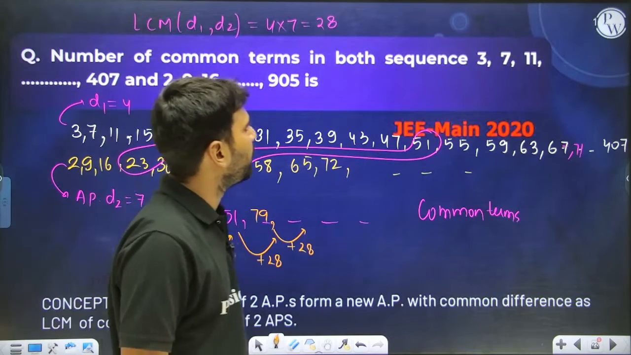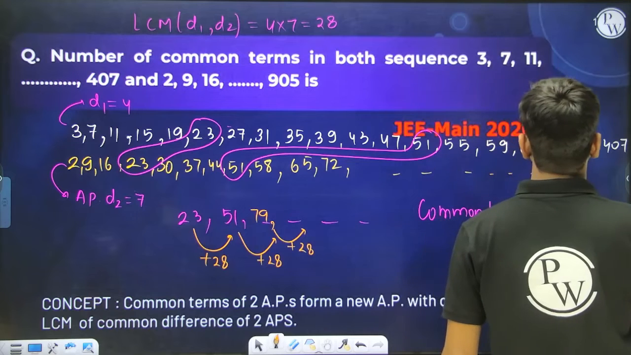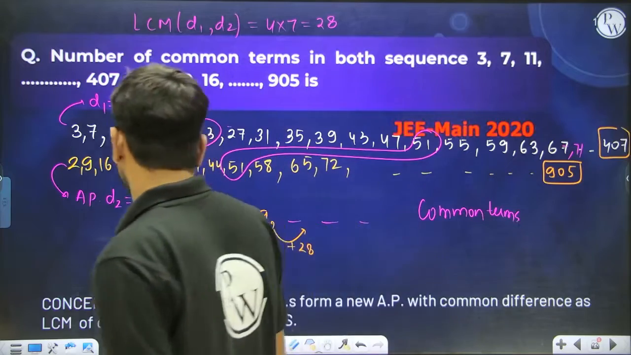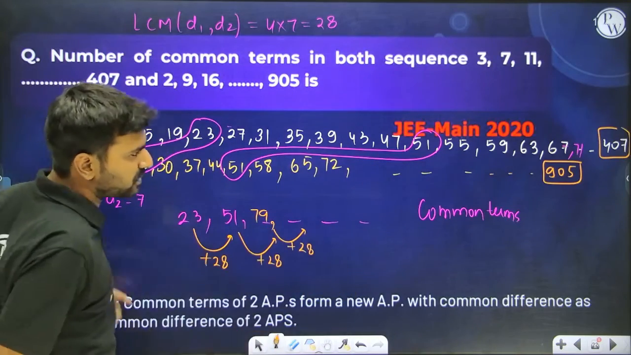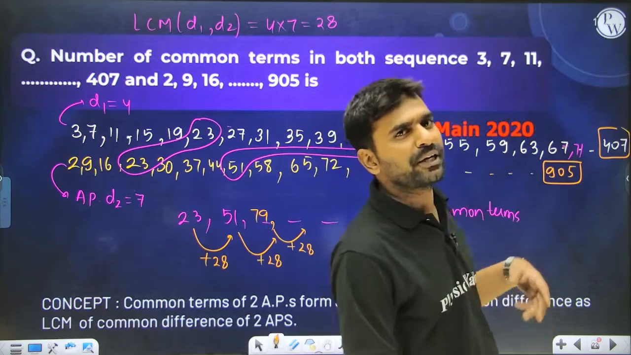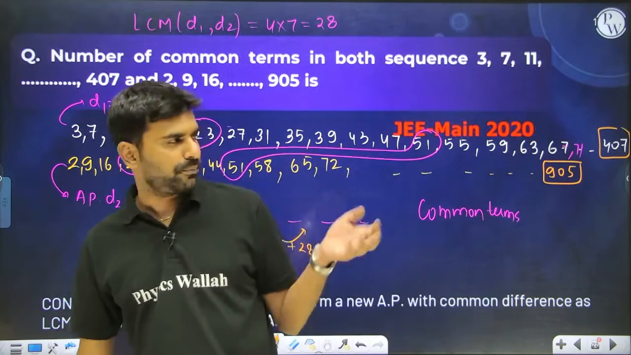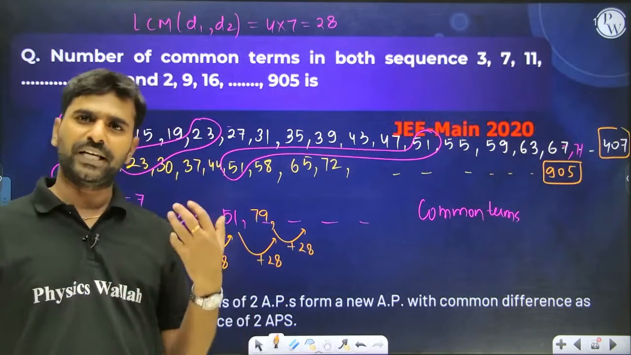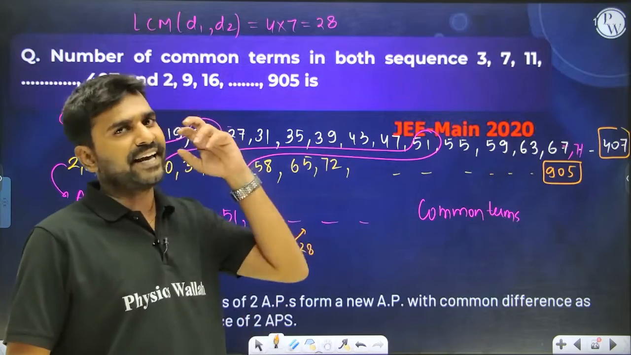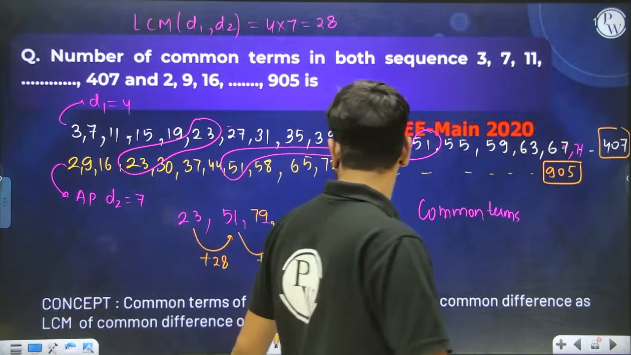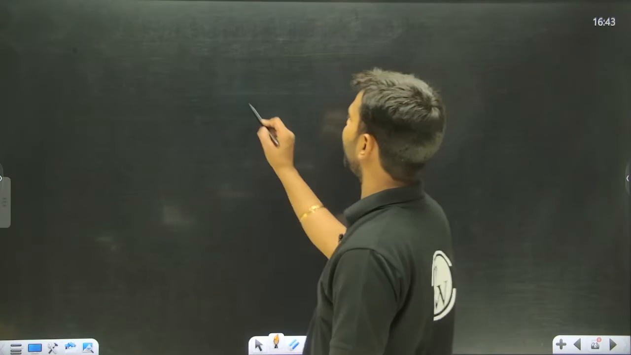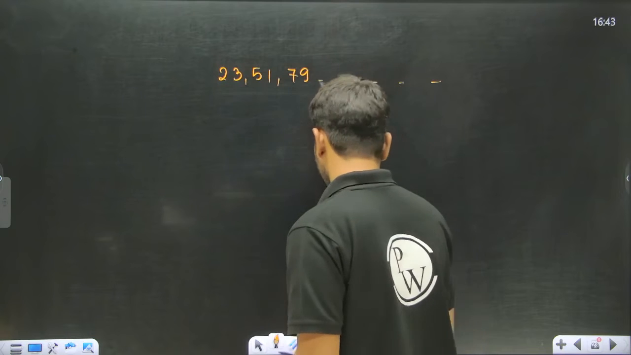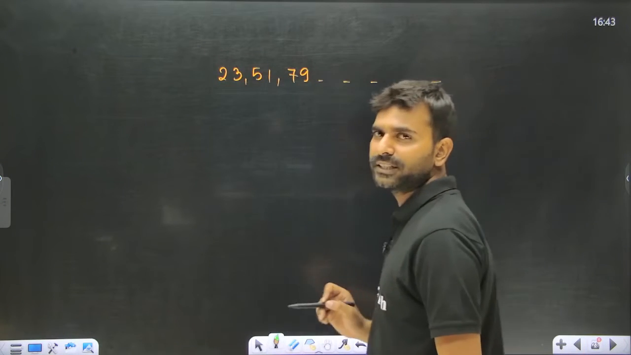It is asking how many terms are common in these two APs. Now over here, in the first AP, the highest term is 407 only, whereas in the second AP, the highest term is 905 only. So the last common term will be either 407 or less than that, because the first AP is going till 407 only. So the common term has to be less than or equal to 407. It can never be beyond 407. Yes or no? So we can see 23, 51, 79 and so on. The last term in this sequence will be 405 or less than that.